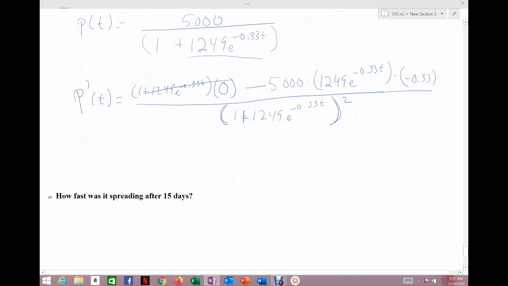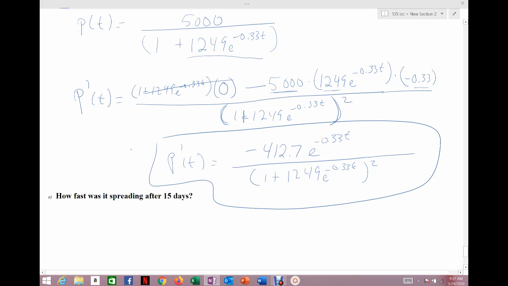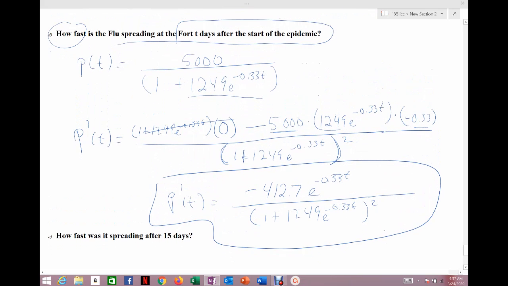All right, so it's up to you. I will probably clean this up. I can take this number times this number times this number. So I'm going to rewrite it with the top as simplified as I can get it, which again just means multiplying those out. So it's negative 412.7 e to the negative 0.33 times time. All right, so there is my rate of change function. That's how fast the flu is spreading at T days after the start of the epidemic, right? The slope, the rate of change, which is my derivative.